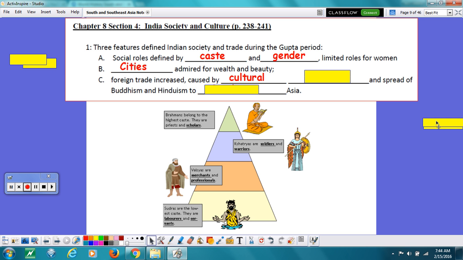Foreign trade increased, caused by cultural diffusion and the spread of Hinduism and Buddhism to Southeast Asia. Cultural diffusion is the blending of cultures.